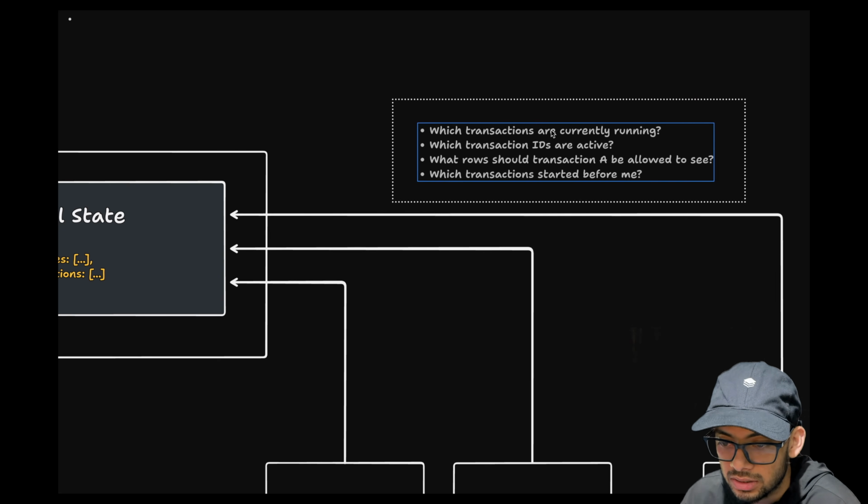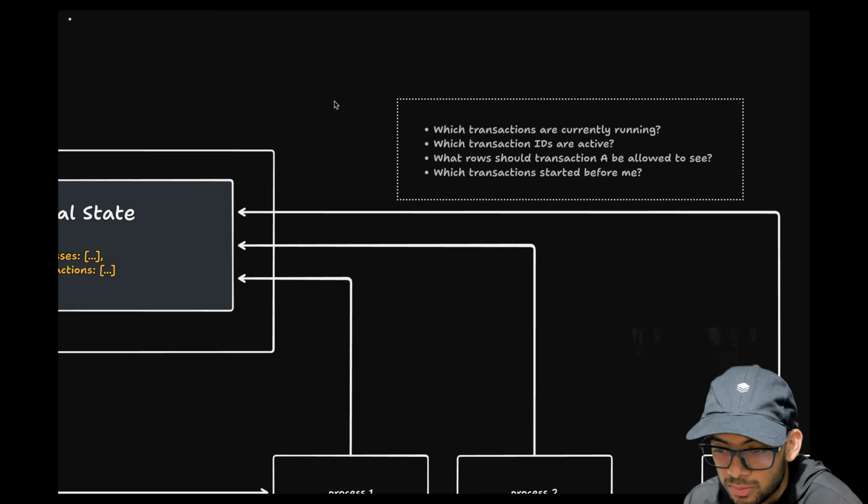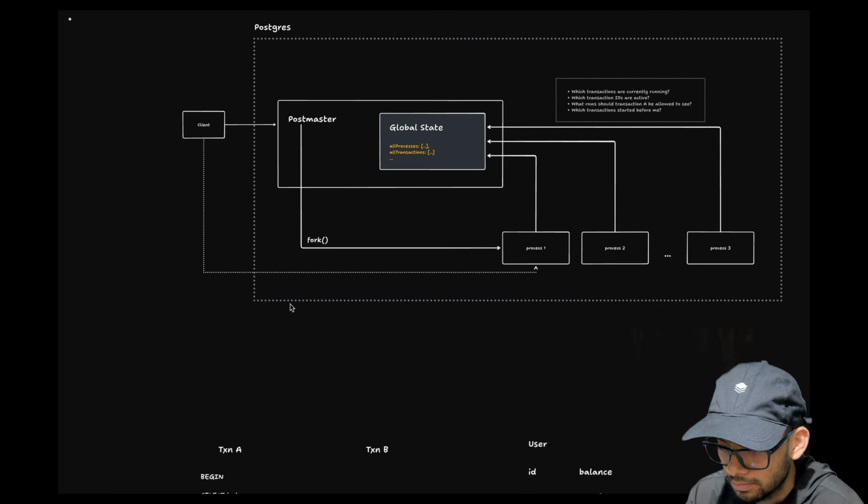So Postgres needs to keep track of, or even have answers for, things like which transactions are currently running, which transaction IDs are active, what transaction started before me. It might not be that apparent at the moment why Postgres needs to keep track of all these things. But why does Postgres need to know all of this stuff? That's a good question. So to understand that, let's look at some examples.